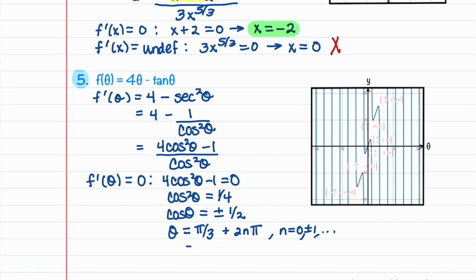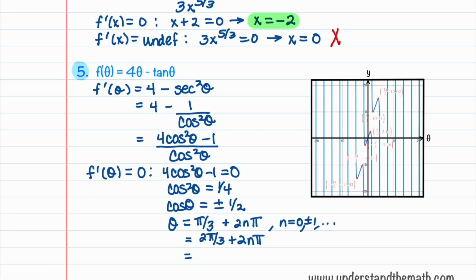And then we have theta is, in the second quadrant, 2 pi over 3 plus 2n pi. In our third quadrant, we have 4 pi over 3 plus 2n pi. In our fourth quadrant, we are going to have 5 pi over 3 plus 2n pi. I have a lot of videos on trigonometry if you need to review any of that.